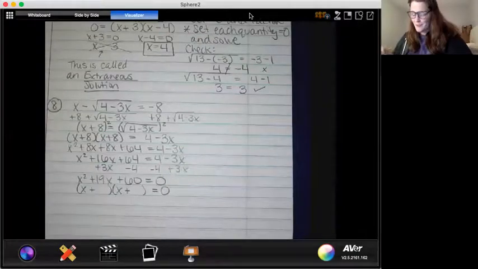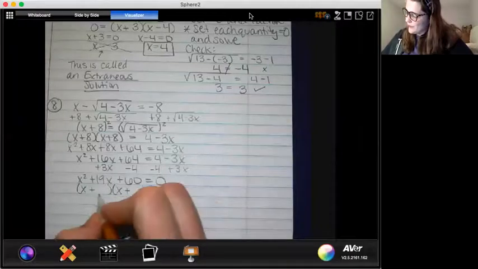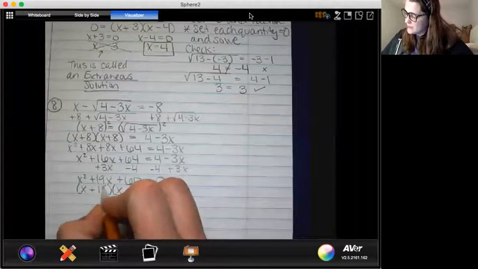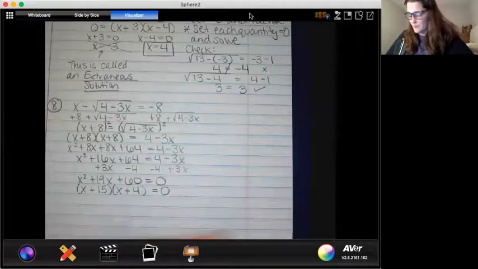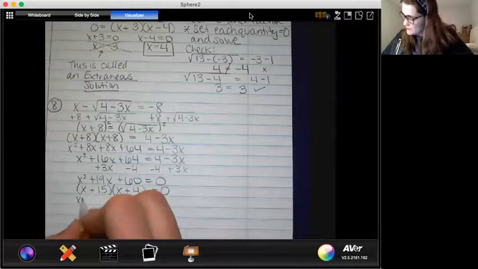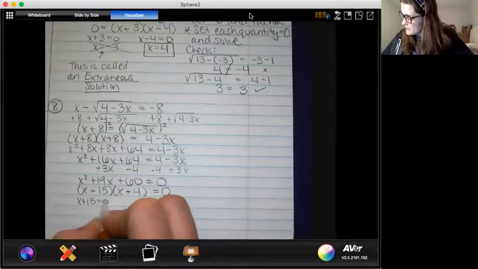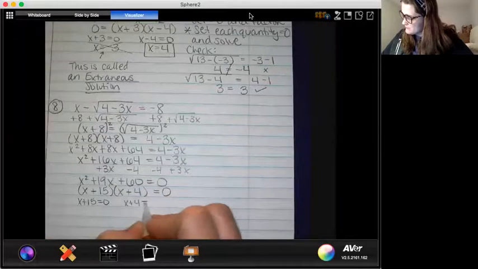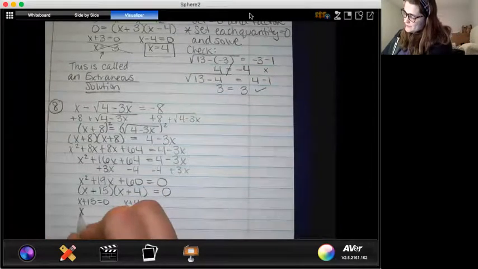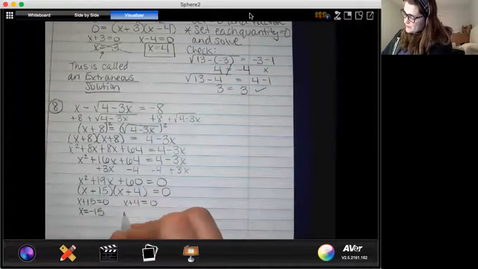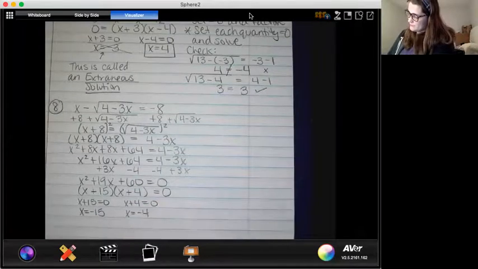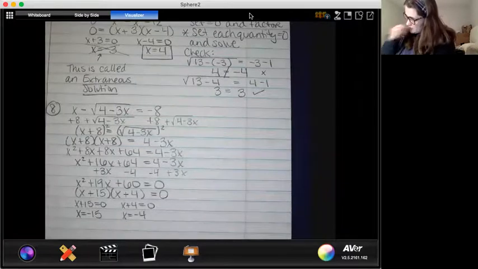Okay, so I'm going to give you a second to think about what those could be. Okay, hopefully you came up with the right ones. So we should have positive 15 and positive 4. Now remember, it doesn't matter what order you wrote those in, as long as you have positive 15 and positive 4. So I'm going to set each of those equal to 0 and solve. So I get x equals negative 15 and x equals negative 4. Okay, now we need to go ahead and check.